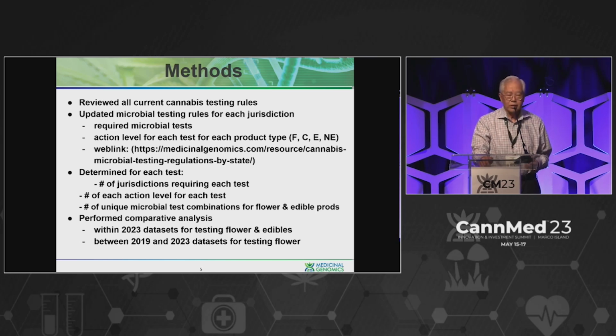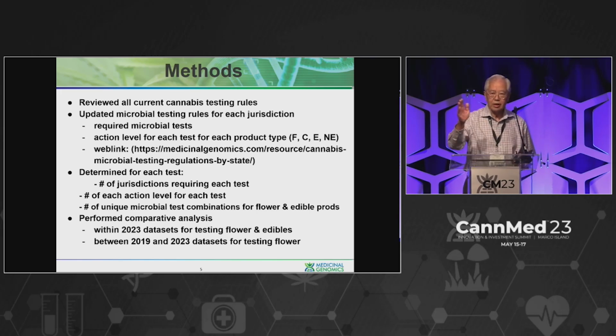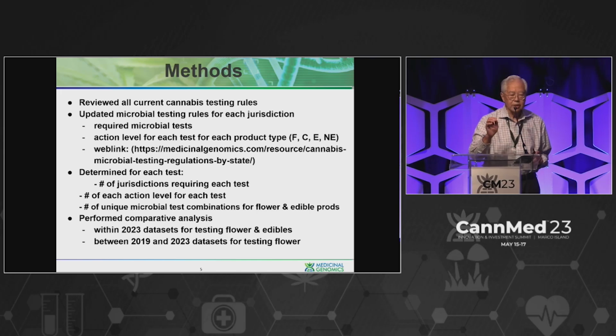From this data set, we determined for each test the number of jurisdictions requiring each test, the number of each action level for each test, and the number of unique microbial test combinations for flower and edibles. But this afternoon, I'll only be showing you the data for the flower testing. Then we performed 2 sets of comparative analysis: first, within the 2023 data sets for testing flower and edibles, and also a comparative analysis between a 2019 database and our present 2023 database to see the direction of where microbial testing is going in the United States.